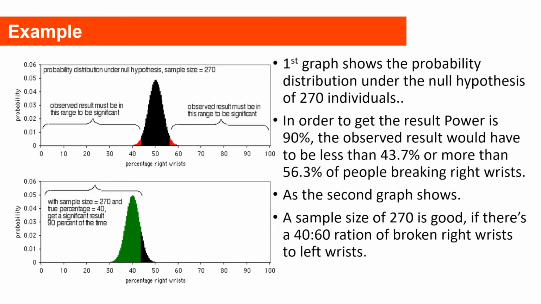But if we make the sample size equal to 270, we can get a significant result 90% of the time. So that will be all.